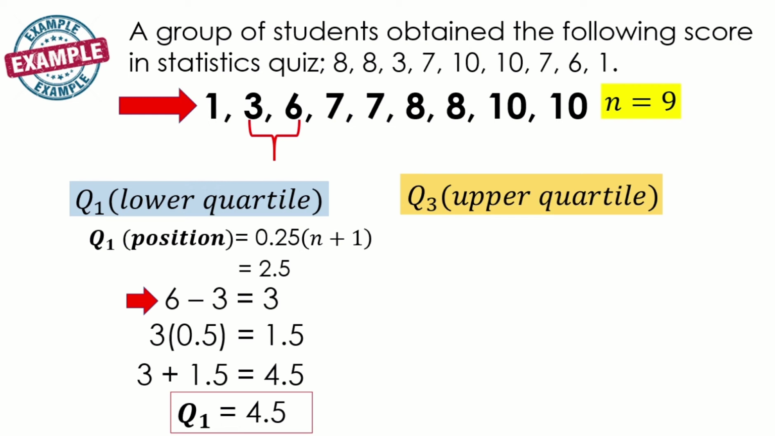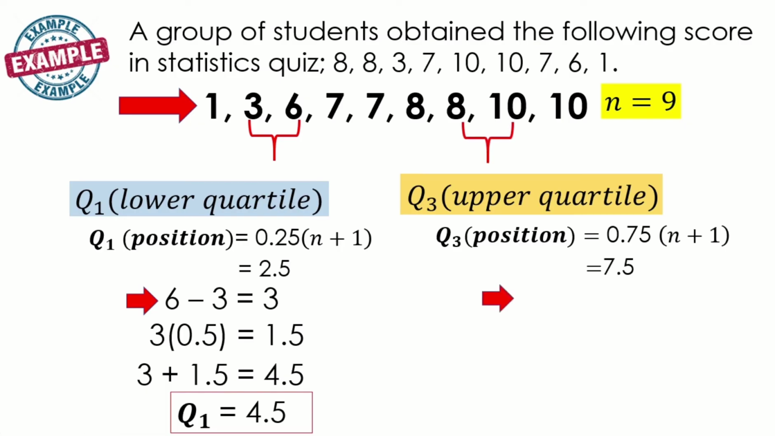Ganun lang din ang gagawin natin sa upper quartile. Identify nyo muna kung pang ilang position yung upper quartile. So gamit yung formula pang 7.5. So bilang tayo 1, 2, 3, 4, 5, 6, 7, 8. Kasi 7.5, so nasa pagitan ng 8 saka 10. So, next, ano ulit ang gagawin? Ma-minus natin, 10 minus 8 equals 2. And then, i-multiply natin yung sagot natin doon sa decimal na to. So, 2 times 0.5 equals 1.